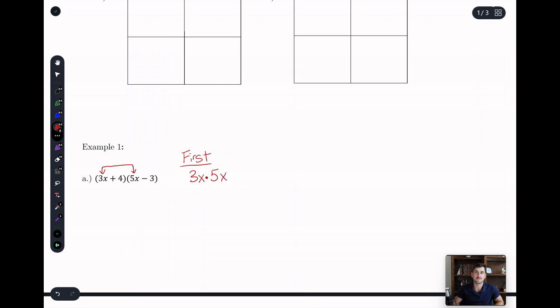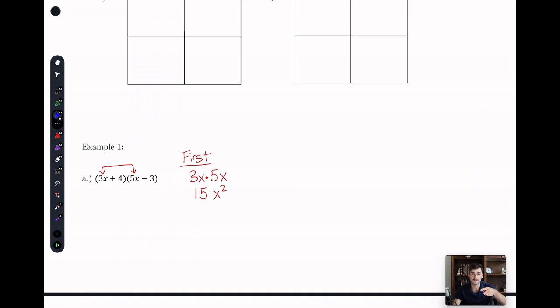And if you think back to multiplying these terms, think back to the laws of exponents. We know that 3 times 5 gives us 15, and x times x gives us x squared, not 2x. If you say 2x, that's x plus x. All right, now let's hop over.